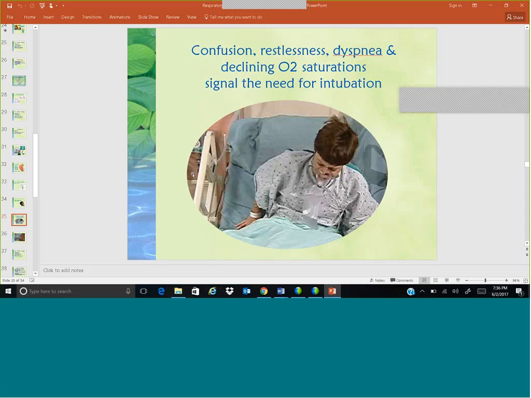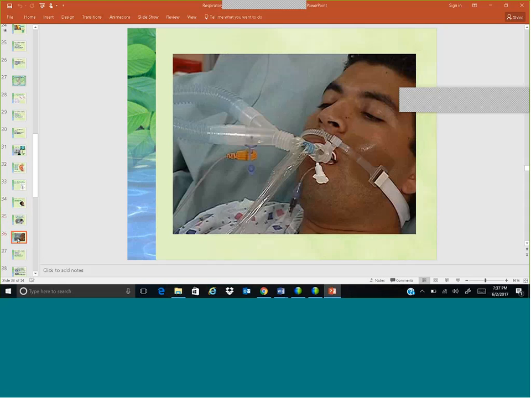When we're thinking about oxygen, some signs and symptoms of someone who is hypoxic are confusion, restlessness, dyspnea, and declining O2 saturation. Their heart rate may increase as well, and this may signal the need for intubation. If we do intubate someone, they will generally be sedated so that they don't fight the tube, as well as attempt to rip it out.